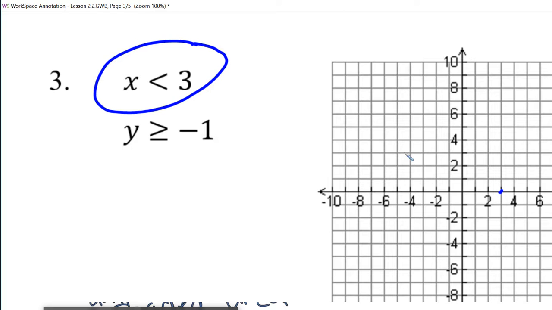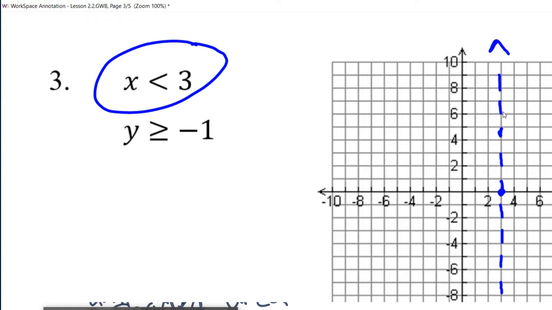But before I draw that vertical line, I have to decide, is it going to be solid or dashed? Dashed. To make a dashed line, I'm just going to put a dash on every other unit. So it's not solid because it's not equal to. But it has to go through the x-axis, so it has to be a vertical line.